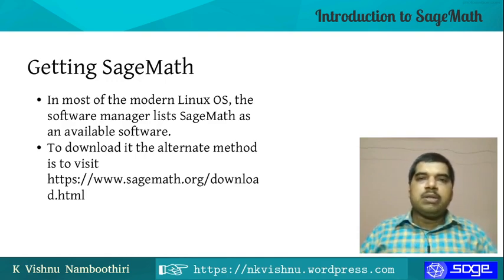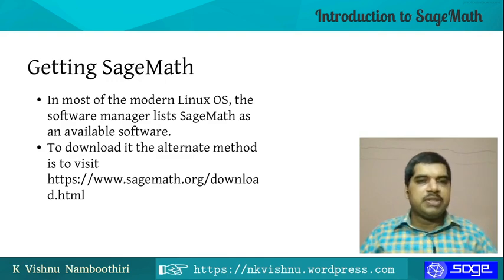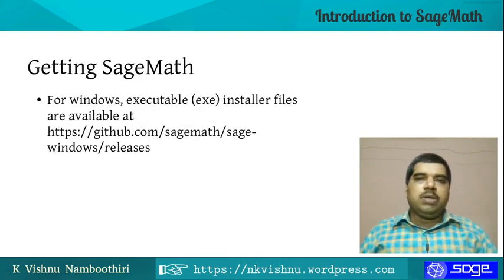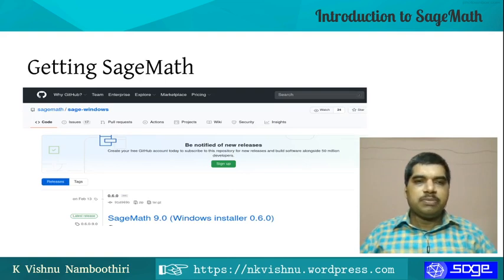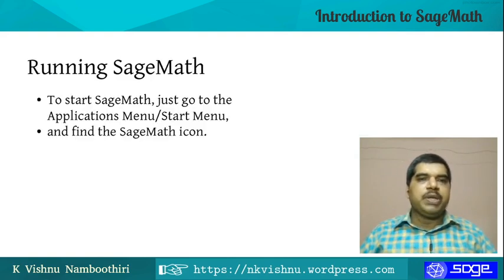If you want to see the other alternate download methods available, please visit the SageMath website and the downloads page. For Windows up to version 8, it was a little difficult to get it to work, but now version 9 is available to install as an executable file, and you may visit this GitHub page for getting the installable copy for Windows.